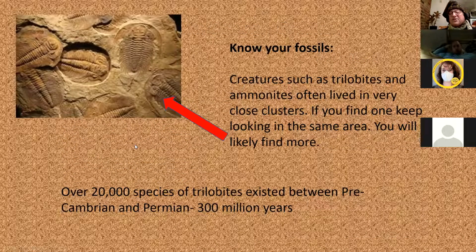So now one thing I say when you're going to be fossil hunting is know something about your fossils. And I say that for this reason. Creatures like trilobites and ammonites often lived in very close, large clusters. So if you find one, if you keep looking in the same small area, you'll likely find more.